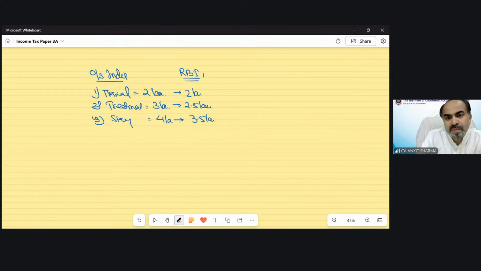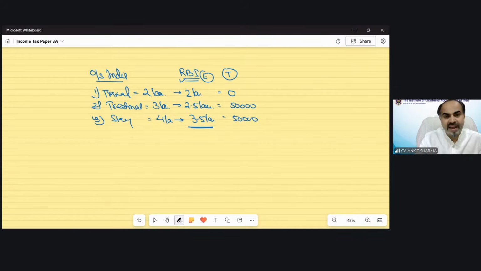So these would remain exempted. These would be given in the question. So if anything has been given that in case of travel, treatment, stay, RBI permitted this much exemption, then this will remain your exemption. So that means the taxable value would be, in this case, 0, 50,000 and 50,000.